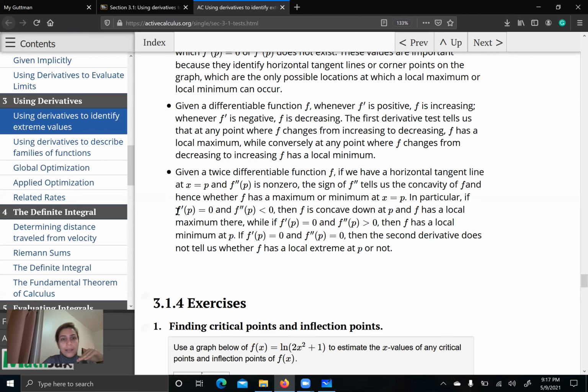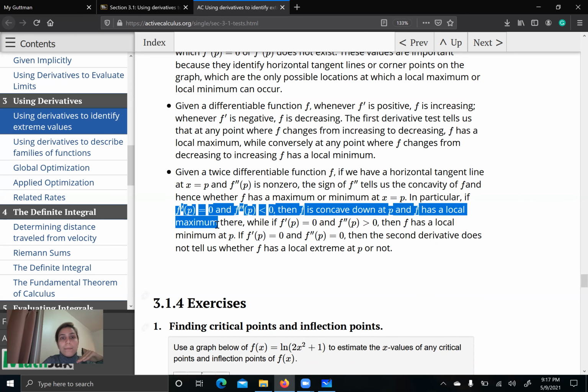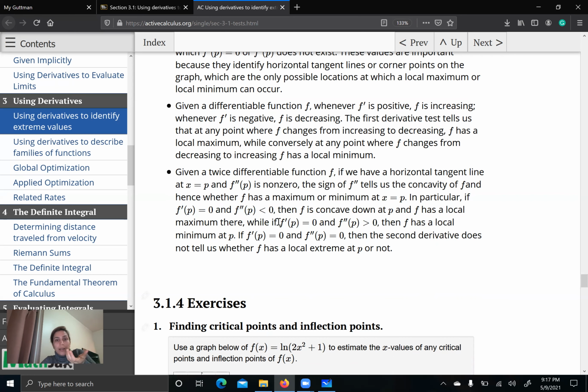So simple. The first derivative is 0. The second derivative is negative. f is concave down, so f has a local maximum here. But if the first derivative is 0 and the second derivative is positive, so the function is concave up, the function has a local minimum at that value.